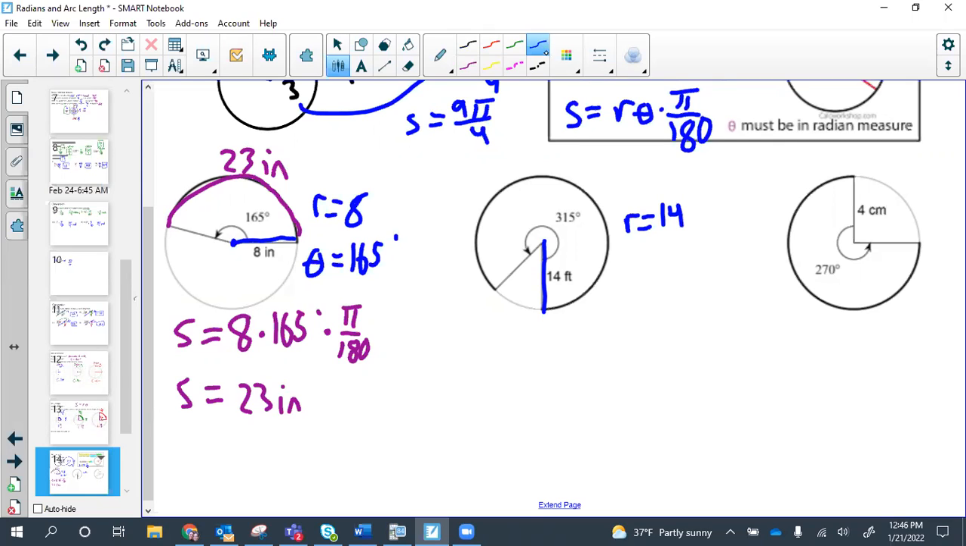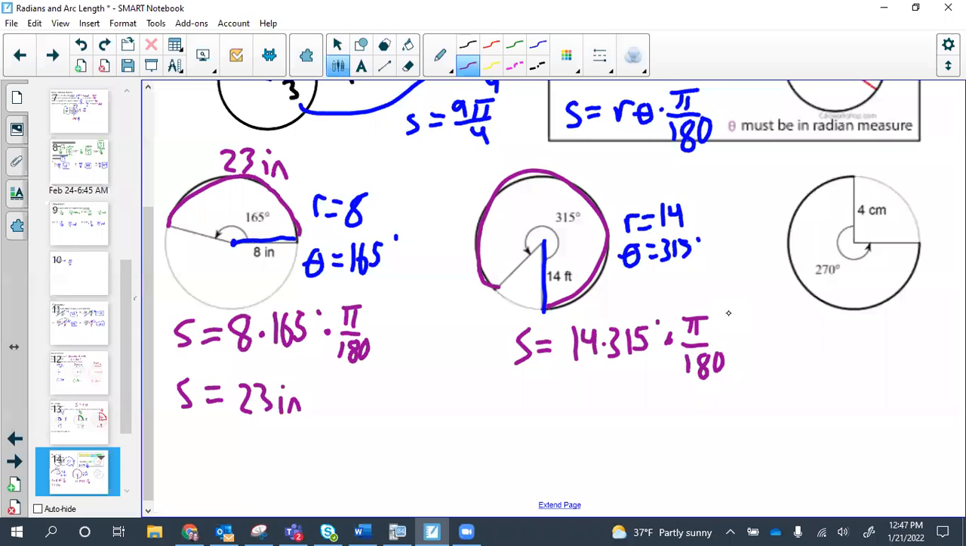And our angle is 315 degrees, and what we're going to try to find is this distance all the way around. So we're going to put in S equals r theta, so that'd be 14 times 315 degrees. Then we have to times it by pi over 180, because it was in degrees, we need it in radians.